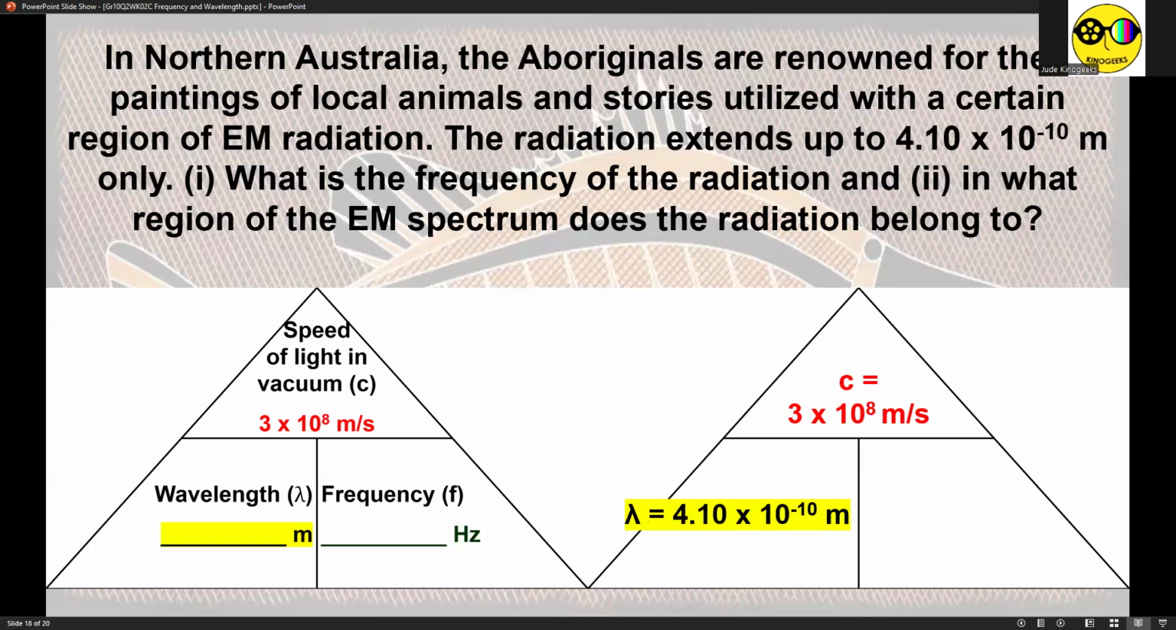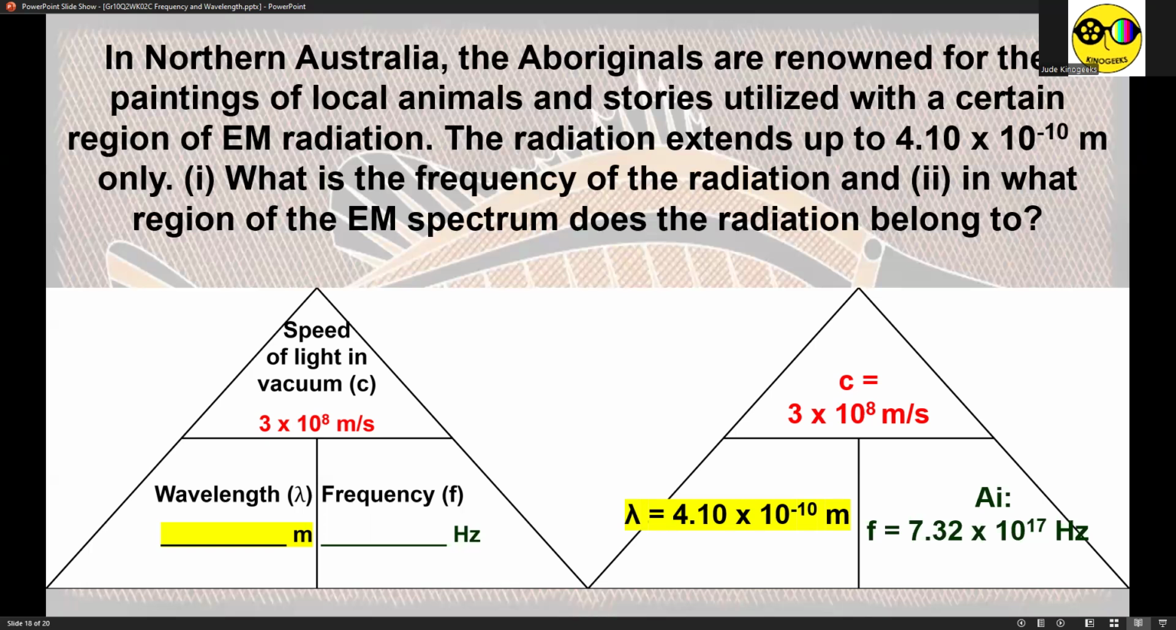And just like what we did from the previous example, the third example, to obtain the frequency, we have to divide the speed of light in vacuum by the wavelength. So this is 3 times 10 raised to positive 8 meters per second divided by 4.10 times 10 raised to negative 10 meter, giving you a frequency of 7.32 times 10 raised to positive 17 hertz.